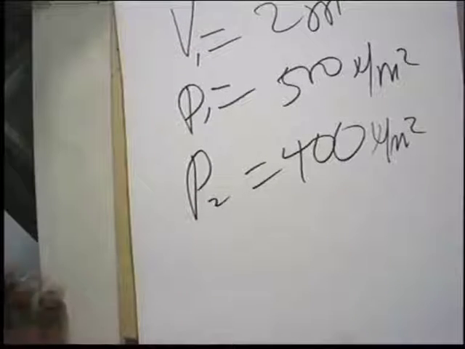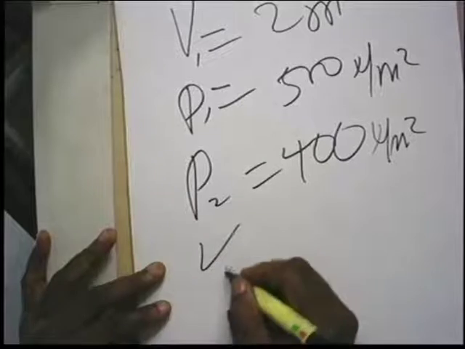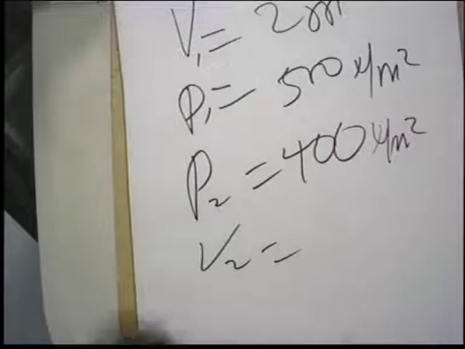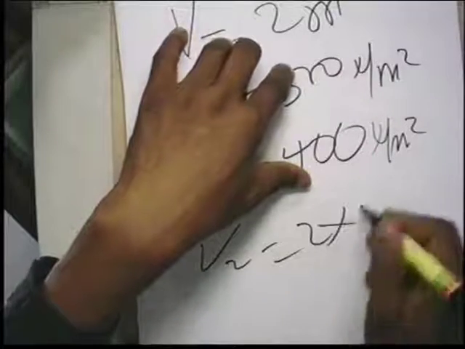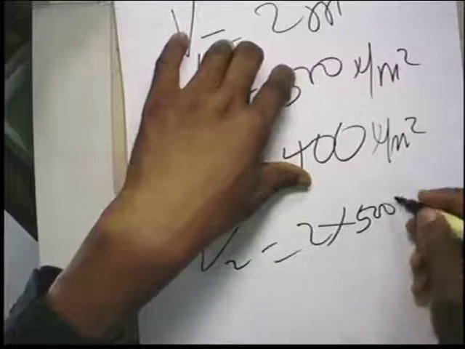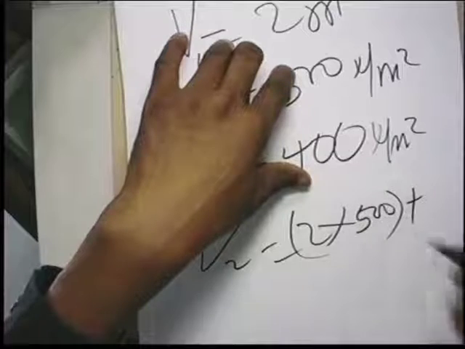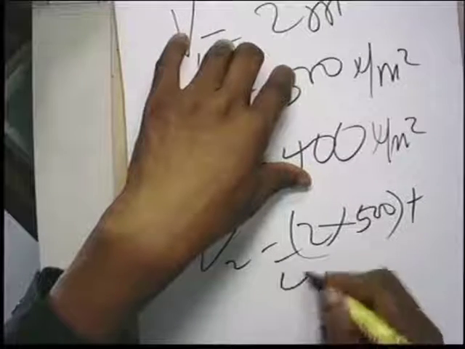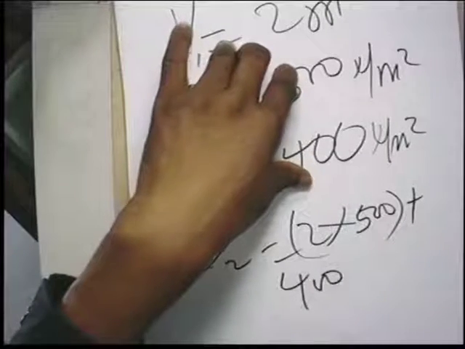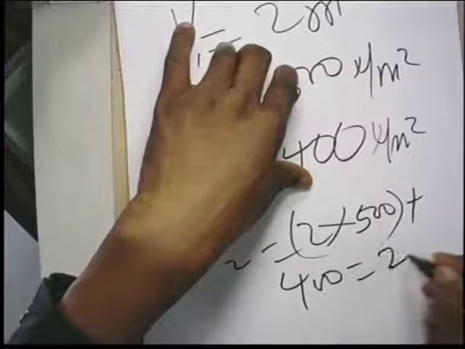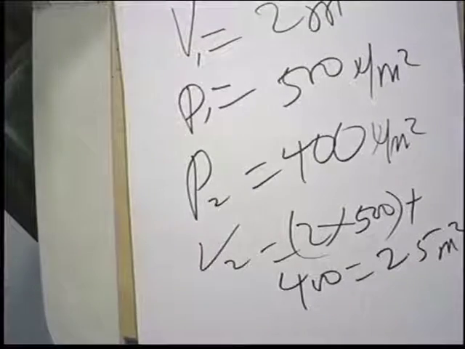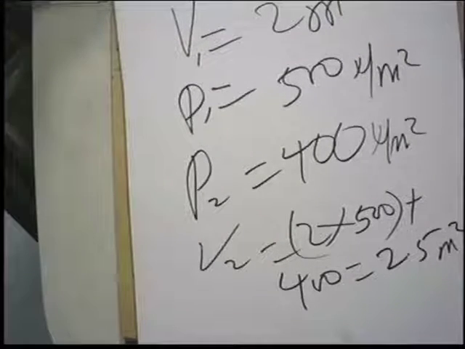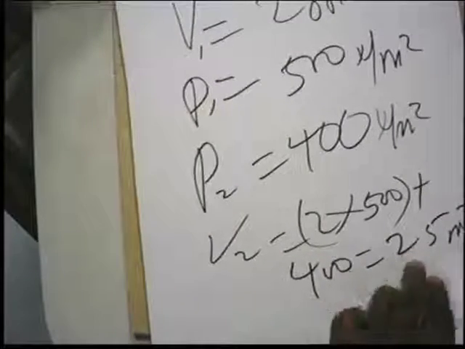So what do you do there? The V2, which is the one we are calculating, it will just be 2 multiplied by 500 in bracket, divided by 400. Then your answer will be 2.5 m cubed. Then you will get your answer there. So that is what we are expected to do when you are doing something like this.